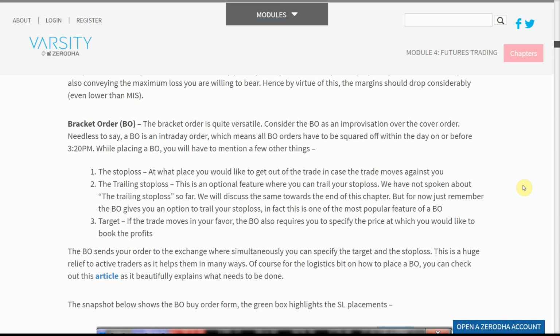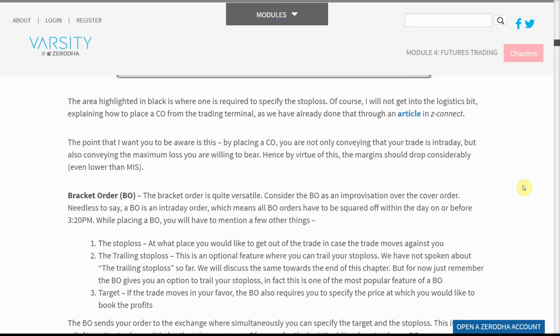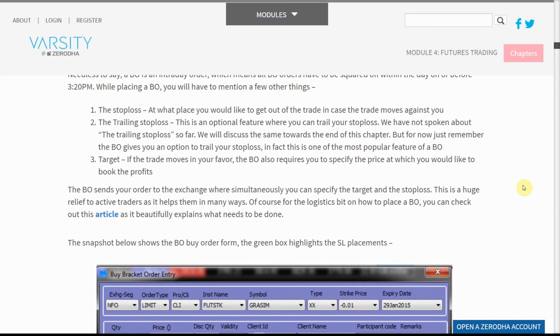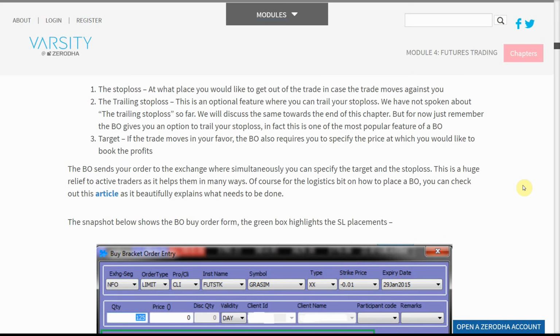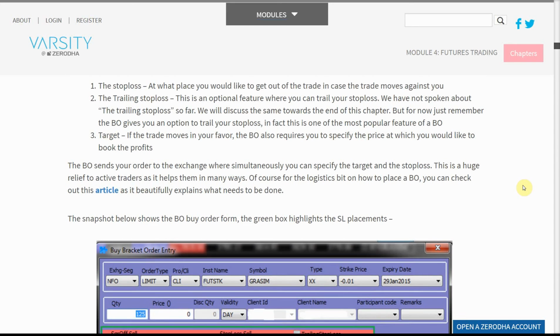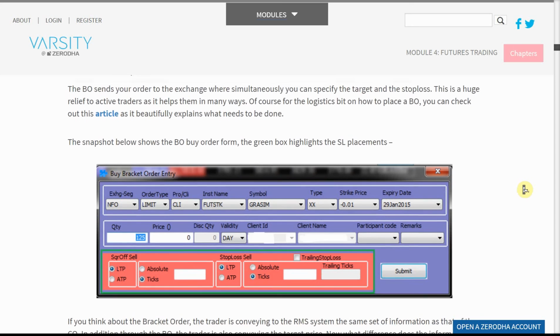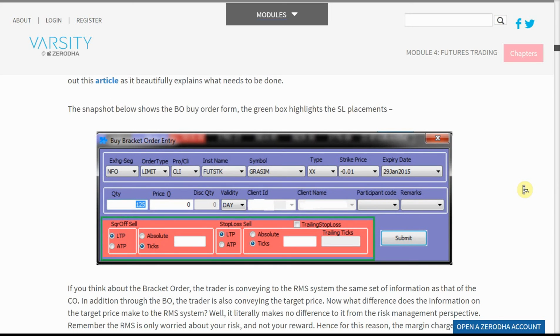Of course, for the logistics bit on how to place a BO, you can check out this article as it beautifully explains what needs to be done. The snapshot below shows the BO buy order form. The green box highlights the SL placements. If you think about the bracket order, the trader is conveying to the RMS system the same set of information as that of the CO. In addition, through the BO, the trader is also conveying the target price.